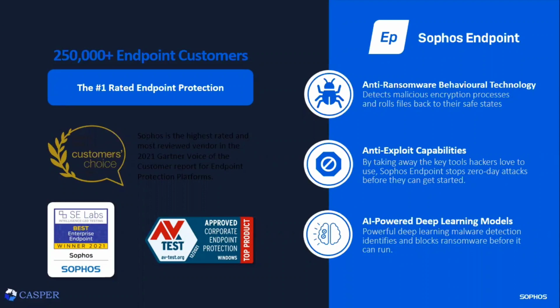So what this anti-ransomware behavioral technology does is that it does not just stop attacks that are known, but even the ones that are new. So it analyzes the behavior of this type of attack, recognizes them, and deals with them accordingly.